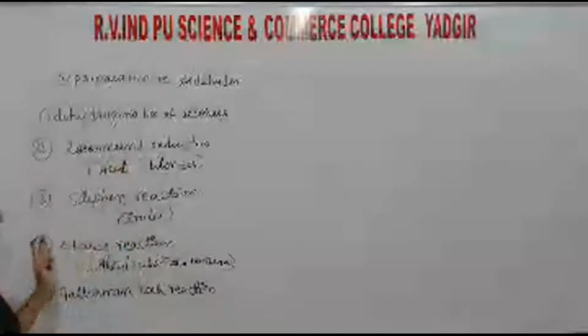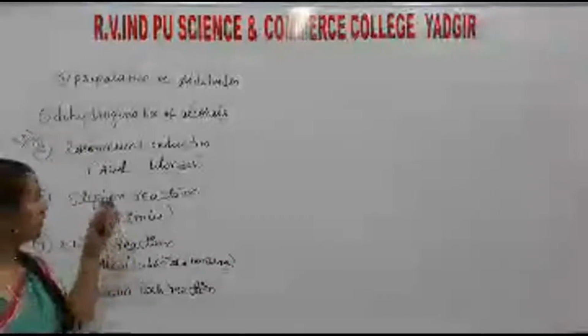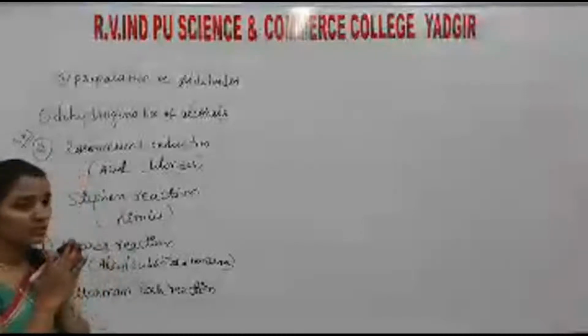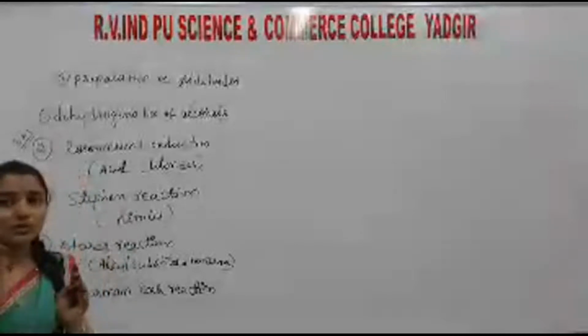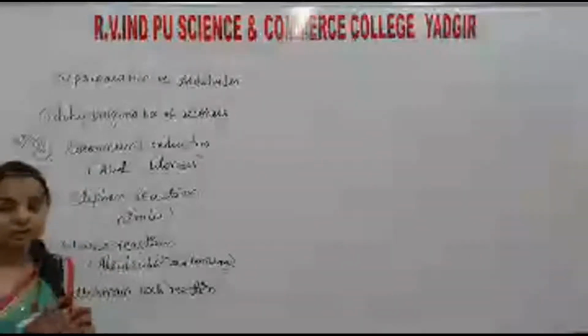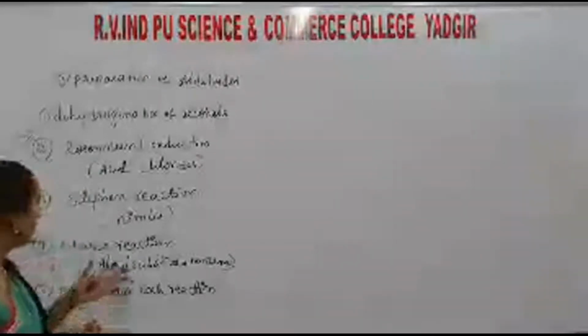So whatever the reactions I wrote with the names Rosenmund, Stephen, Etard, Gattermann, all are very, very important for 2 marks preparation. Okay. So listen, this chapter consists of more than 17-18 named reactions, and all are important. Here only it is already 4 plus 1, 5.